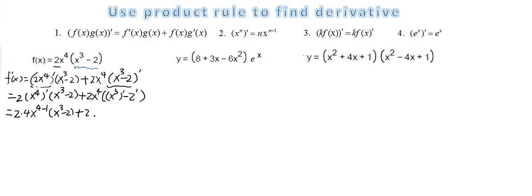And for the terms here, the first term should be a power rule. And for the second term here, the derivative of 2, the derivative of a constant, means 0. Okay, we can simplify it. That is 8x cubed times x cubed minus 2, plus 2x to the power 4 times 3x squared.